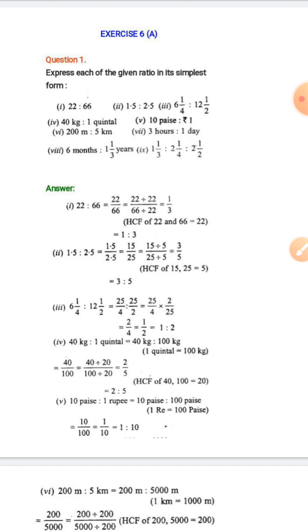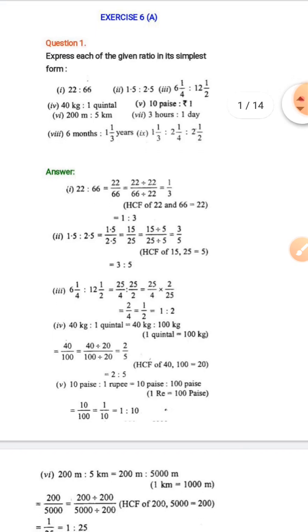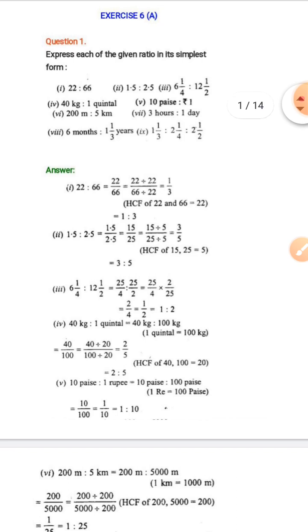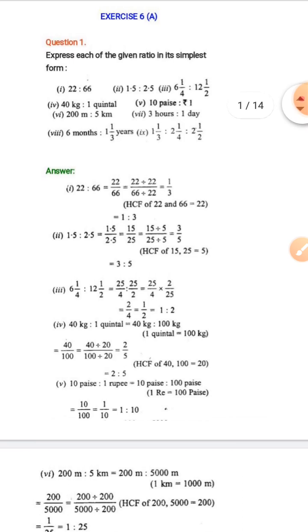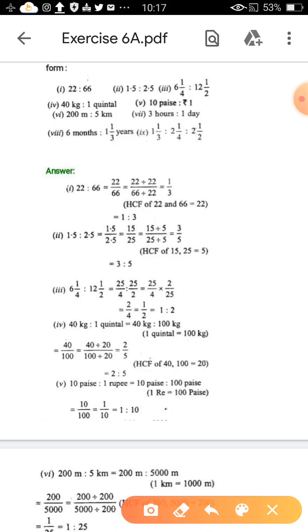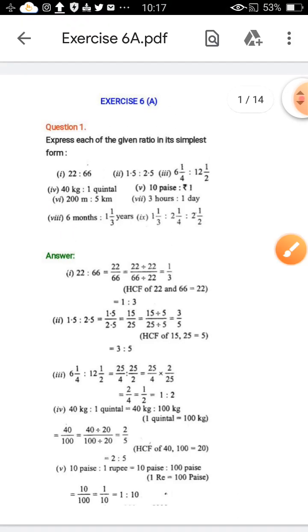Now see, today we are going to study about ratio and proportion. In that we will see the first exercise, exercise 6a. Exercise 6a mostly depends on ratio, so we will see question number 1. Question number 1 is given: express each of the given ratios in the simplest form.